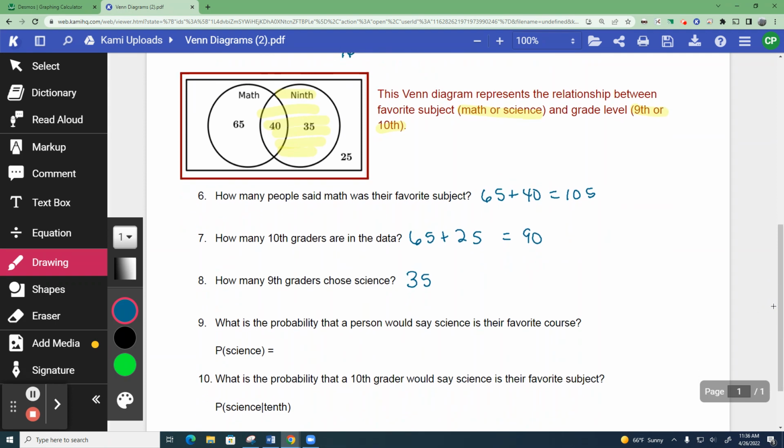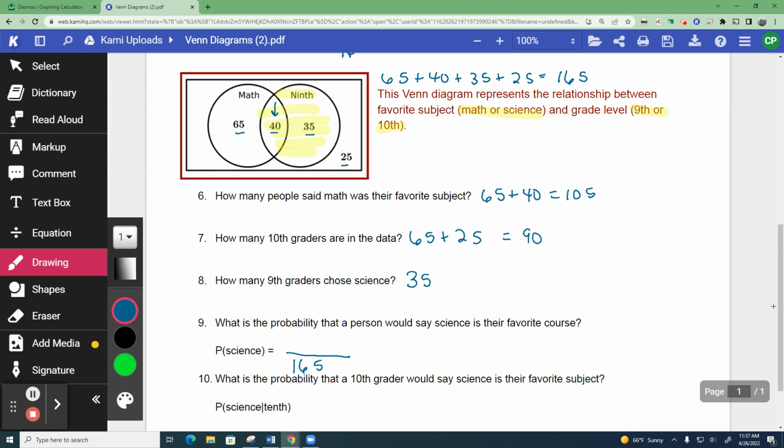What is the probability that a person would say science is their favorite course? So out of the total possibility, we have to add up our entire sample space again. So we would have 65 plus 40 plus 35 plus 25. Again, I'm taking all these numbers and adding them up, being careful not to count 40 twice. And all of that adds up to 165. So our sample space is 165.